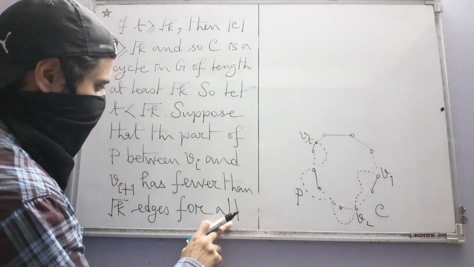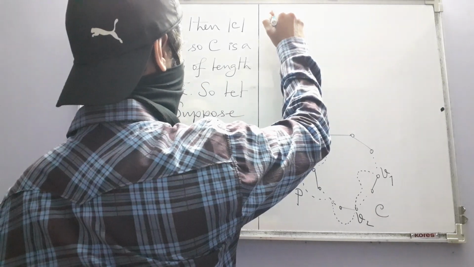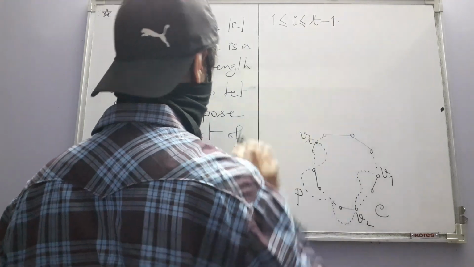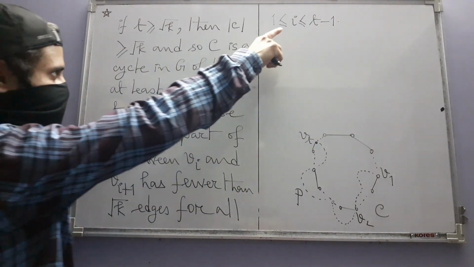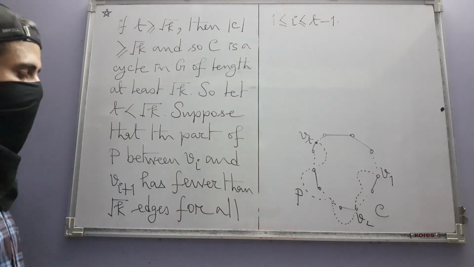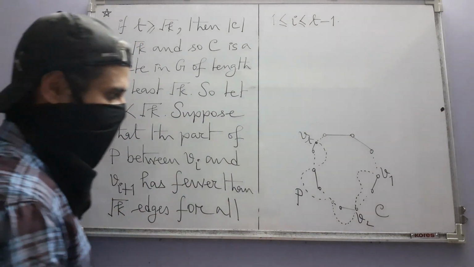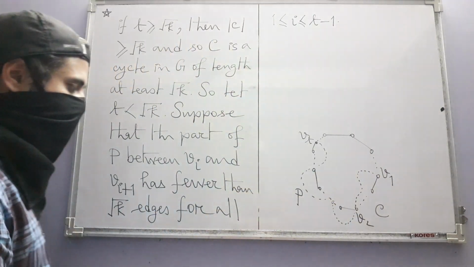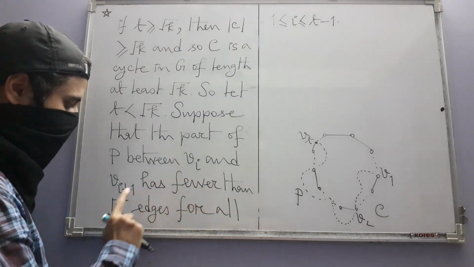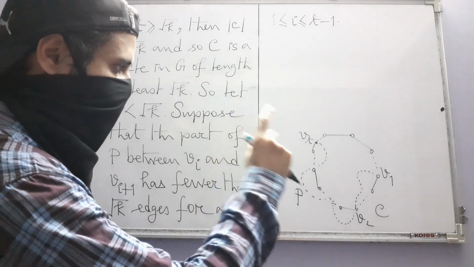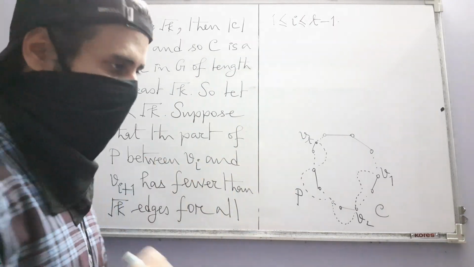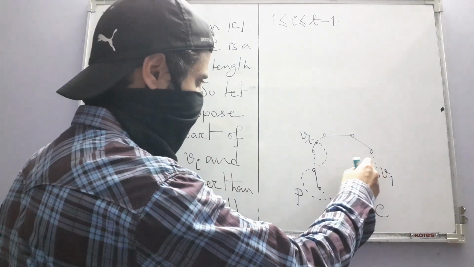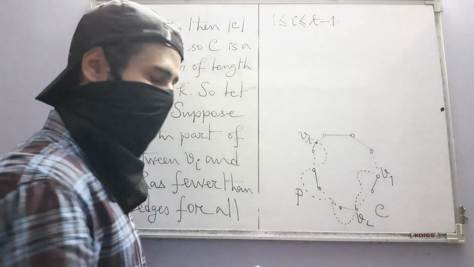So how shall we have to vary i? I will vary in this range, up to t minus 1, because we are mentioning v i plus 1, so i can have at most the value t minus 1. So what we have supposed here is that all these intermediate parts of P in between these consecutive v i's all of them have fewer than square root of k edges. That means the length of each one of them is less than square root of k. But then taking the sum of their lengths gives us the length of P.